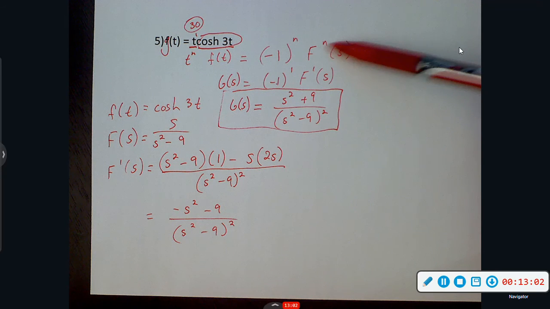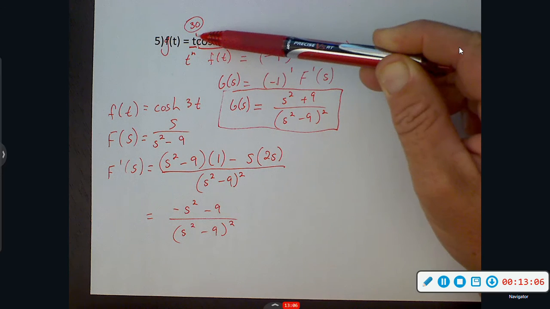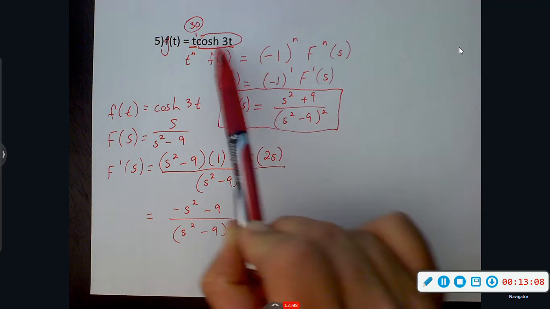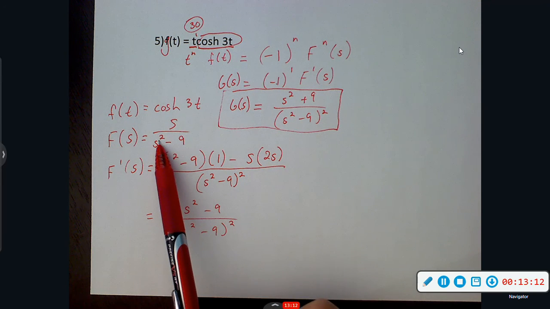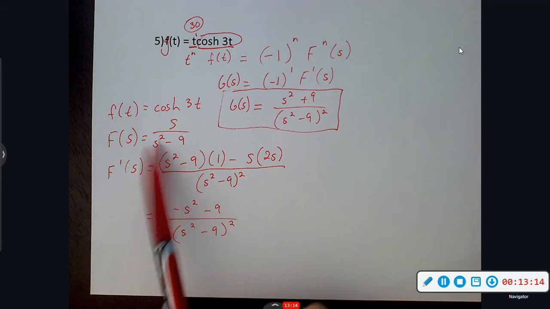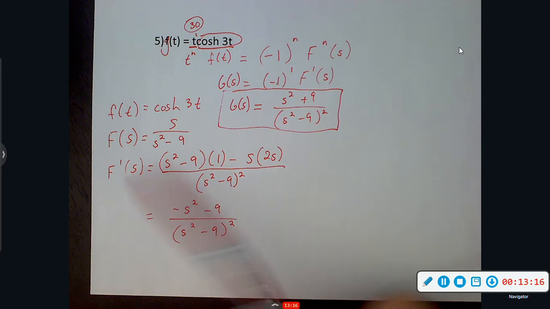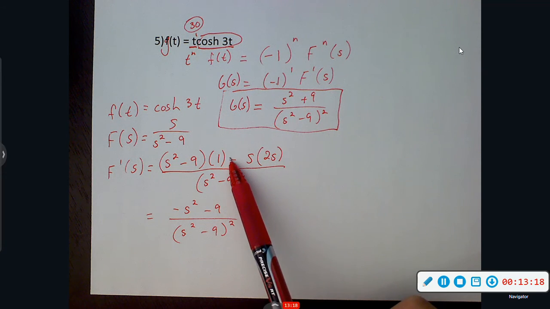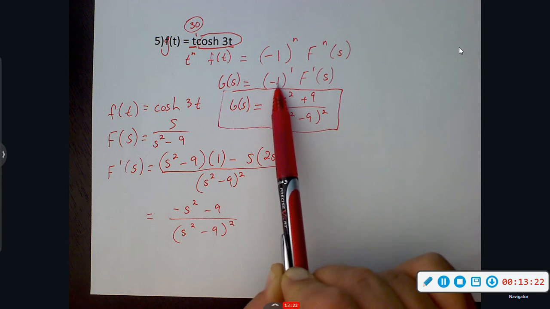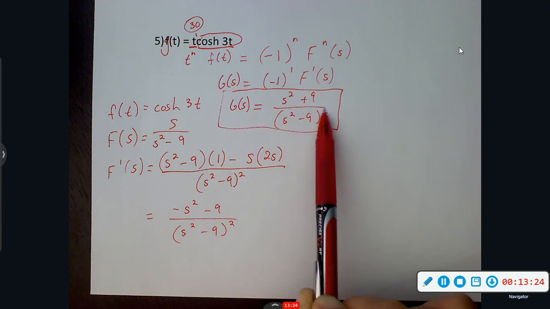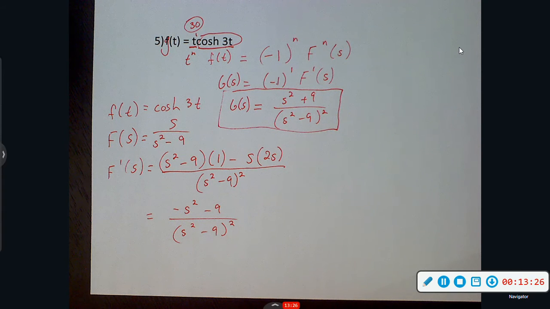This is some Laplace transform f of s. And we have to do the first derivative because we know n is 1. So if this is our f of t, we need to have the Laplace transform of that, which would be s over s squared minus 9. We need the derivative. So we did the quotient rule, simplified, plugged it in, times -1, and that just cleaned up the top, made it all positive. All right, let's move on.